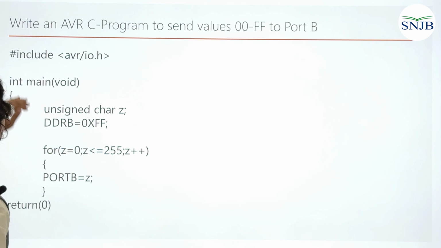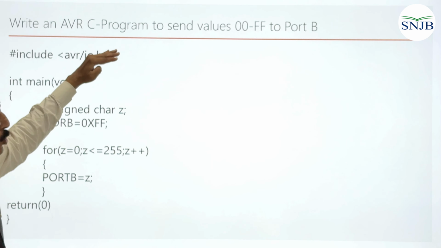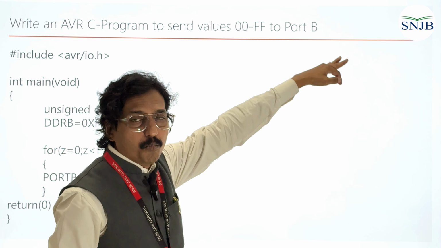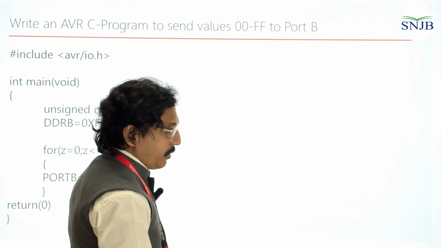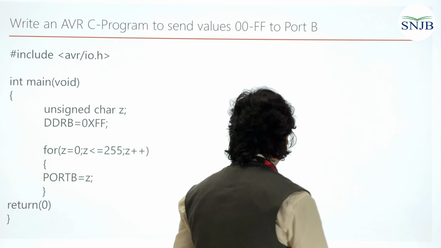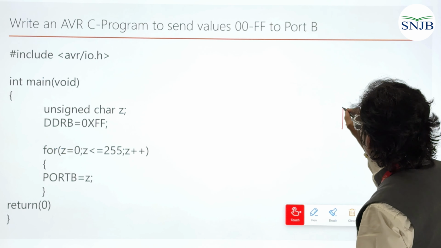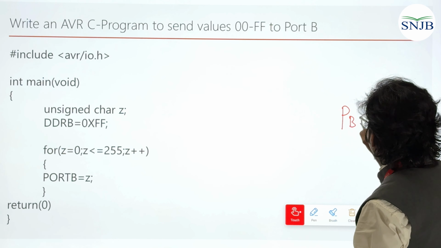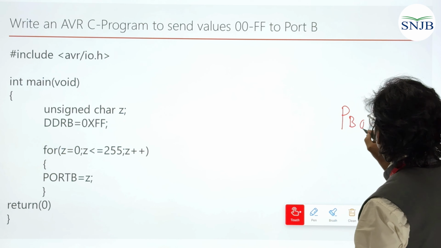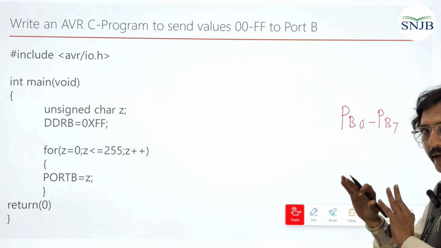For example, write an AVR C program to send values 00 to FF to the port B. Now, as we have already seen in the last session about the ports, port B is of 8 bits, that is port B0 or port B 0 to the port B 7. So these are the 8 bits.